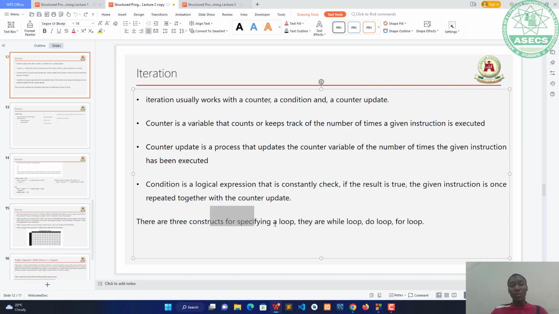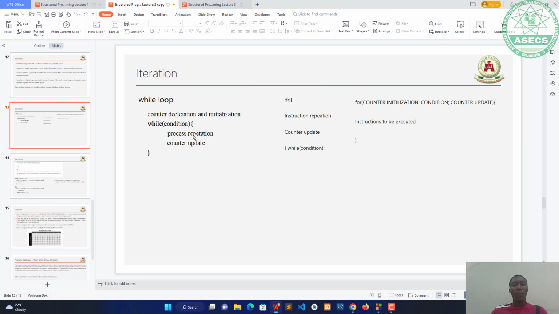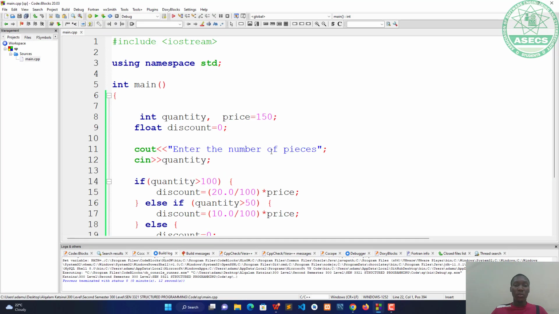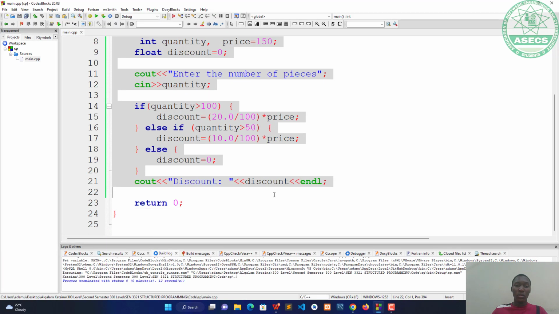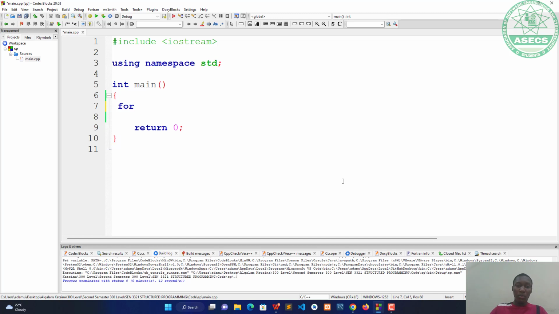There are 3 constructs of specifying a loop. They are while loop, do while loop, and for loop. Zan yi amfani da iya for loop ɗin da ya bayani abu. So I will open my code blocks and clear all this. And for loop.